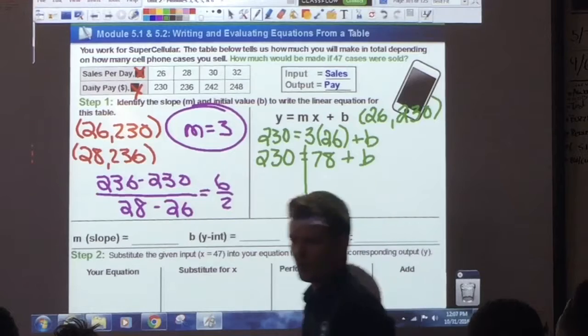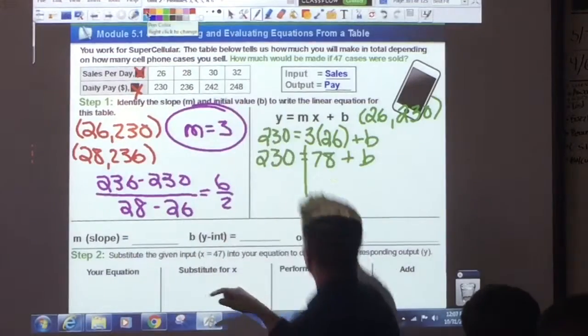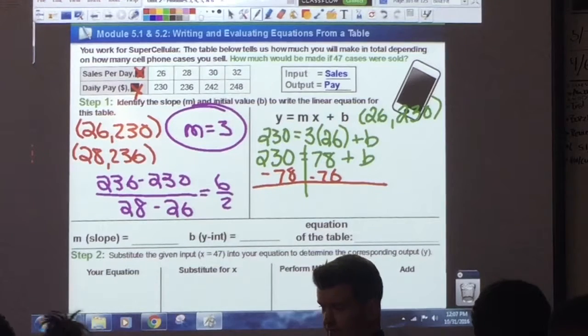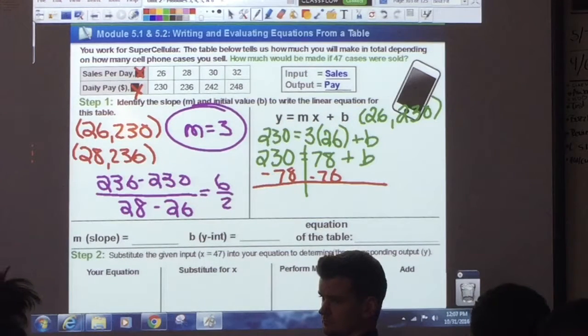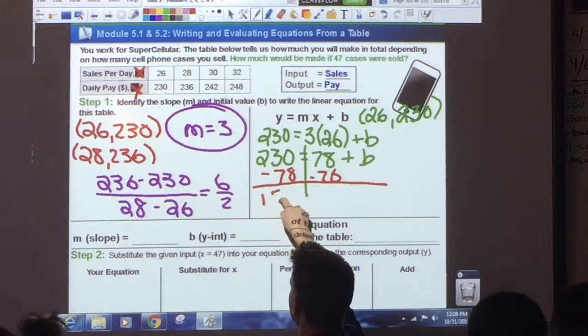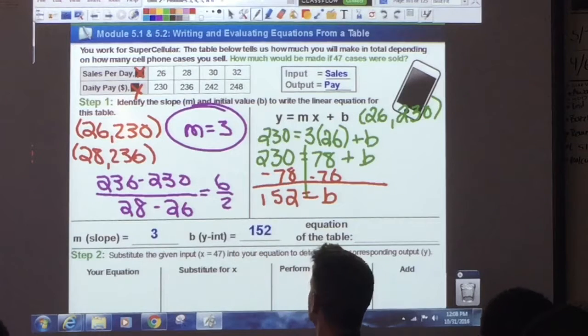And then, what do I do, Jason, to get the b alone? What do I got to do? Subtract. I subtract what? 78. Yep, I subtract 78 from both sides. So I subtract 78 here, I subtract 78 here, and I end up with... hold on, Jason, what do I get? Anybody want to help him out? What do you get? Not 52, but 152. You gotta be careful. 152 is equal to b. So I know the m is 3. I know the b is 152.